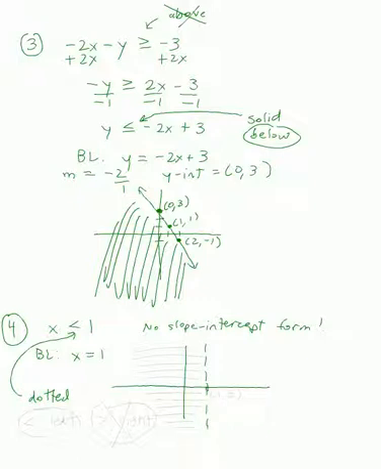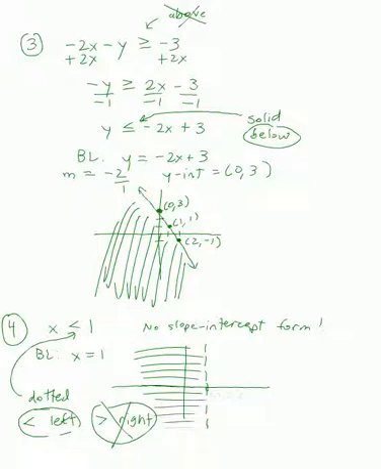Now, the one thing we have to worry about is which way do we shade? It doesn't make sense to say above or below because this is a vertical line. You can either shade to the right of it or to the left of it. So when there are no y's and you just have x by itself, then it's simple. Less than tells you left, and greater than tells you right. So in this case, because we have a less than, we use the left. That means I'm going to shade this way. And this is the point 1, 0 if we want to label something here.